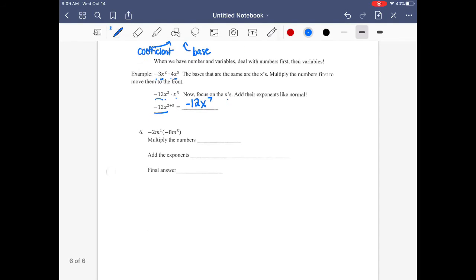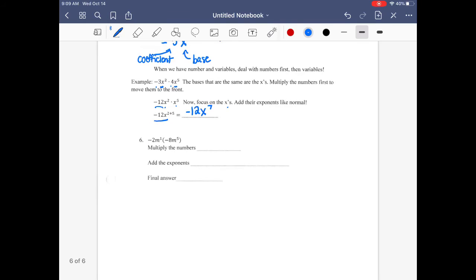So to practice one together, this is also multiplication. It's just written with the parentheses multiplication instead of with the dot like above. So the first thing we're going to do is multiply our numbers. So our numbers are negative 2 and negative 8. If you need to use your calculator, use it. There is no shame, I promise. So negative 2 times negative 8 gets us a positive 16.